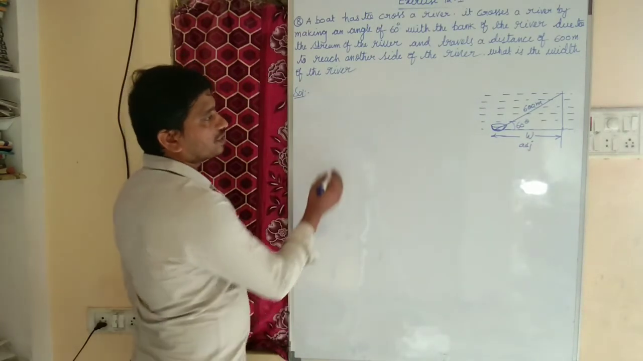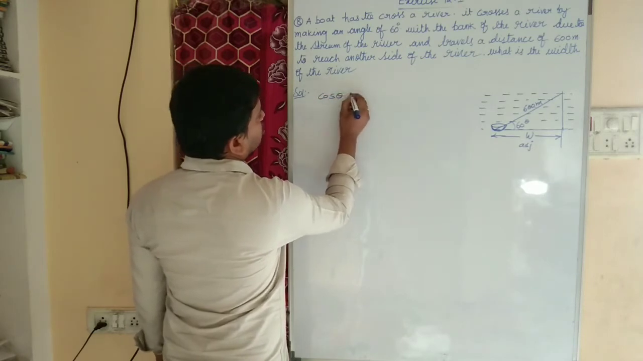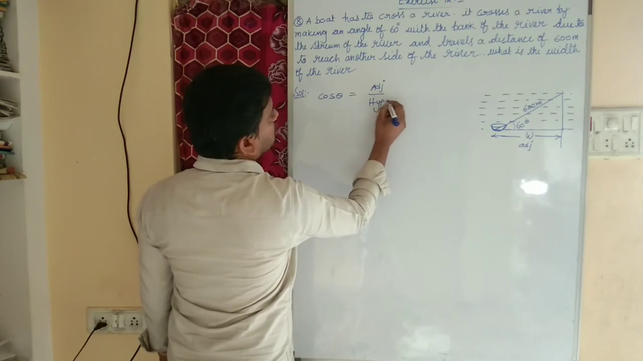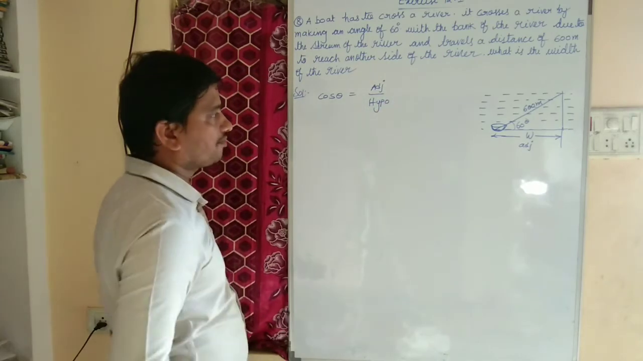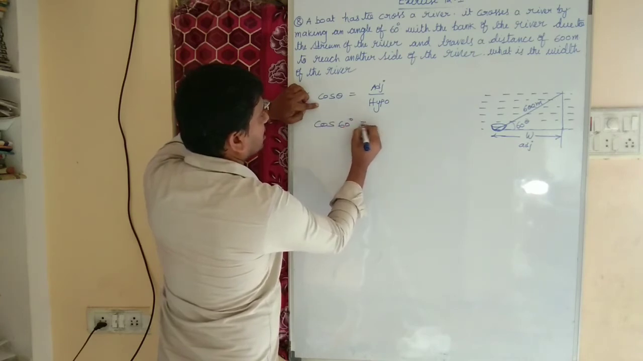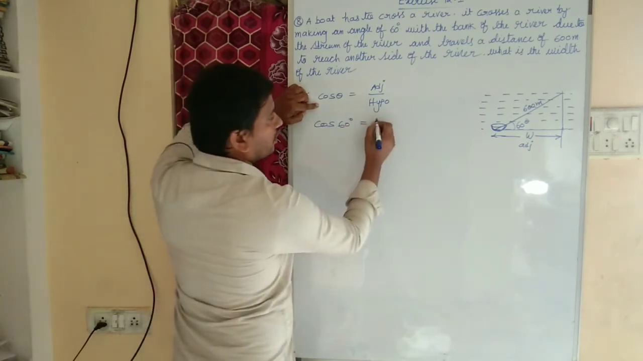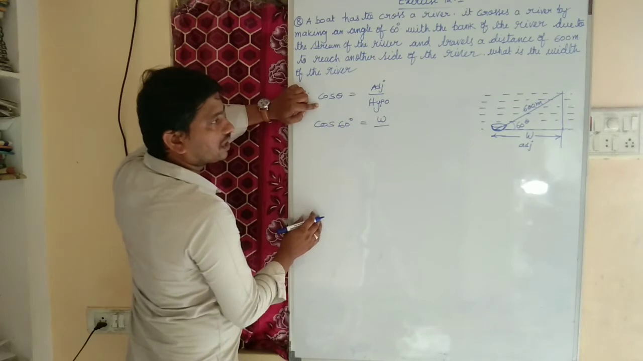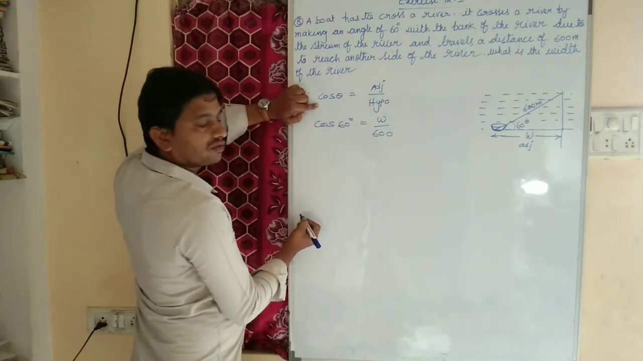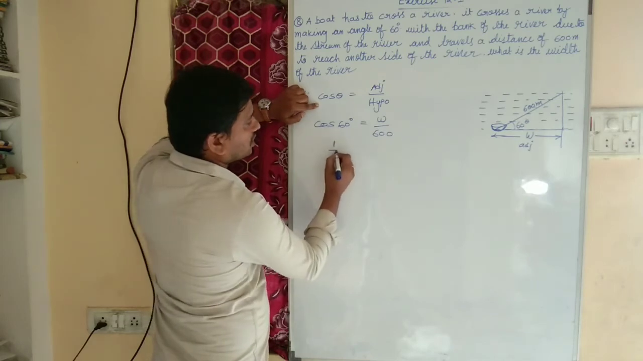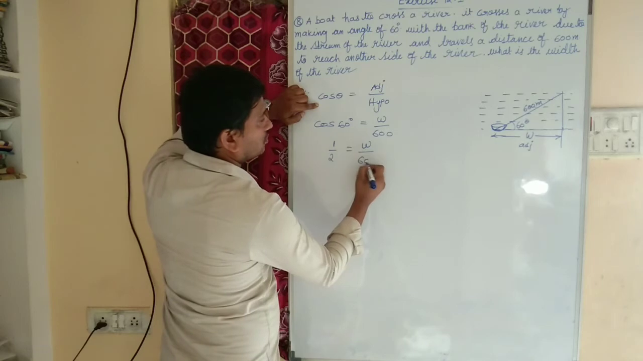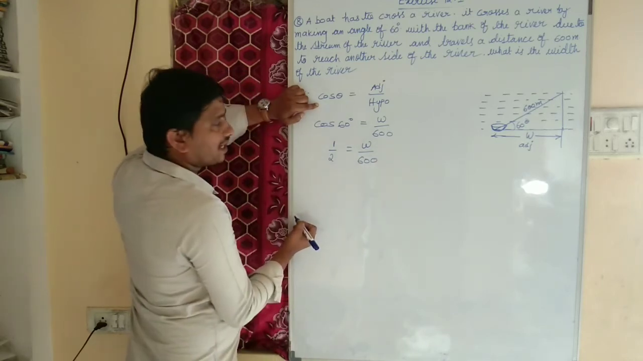What is the trigonometric ratio whose ratio is adjacent side by hypotenuse? That is cos theta. Here theta value how much? Theta is 60 degrees. And we don't know adjacent, that only we have to find, width of the river, and hypotenuse is 600 meters. What is cos 60? Cos 60 is 1 by 2, right, which is equal to width of the river by 600.